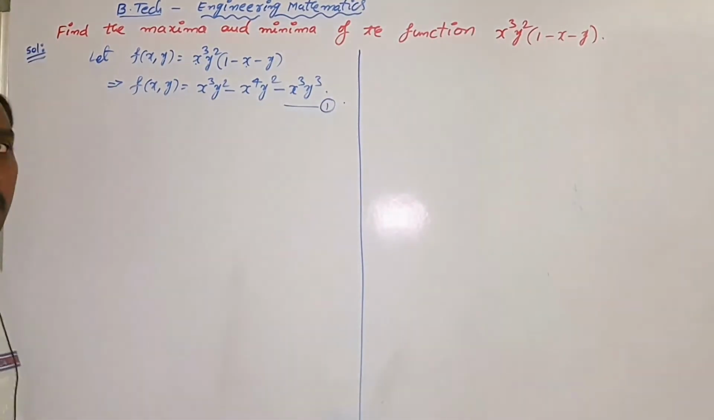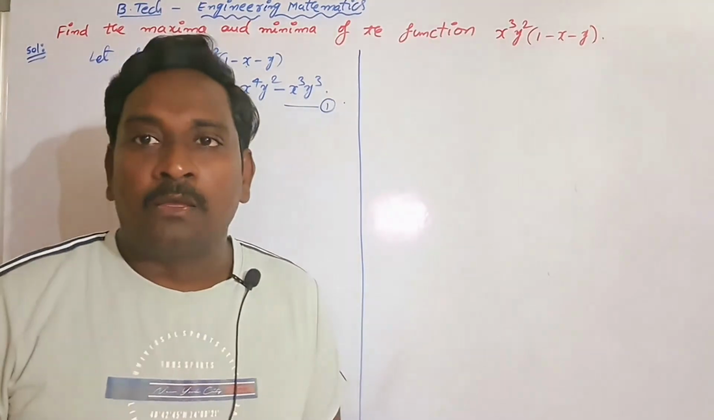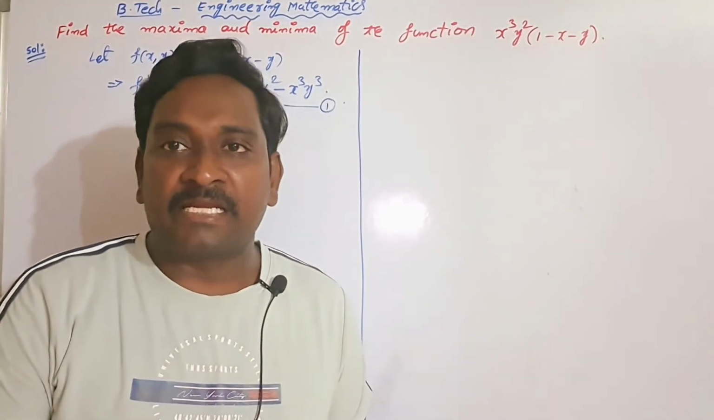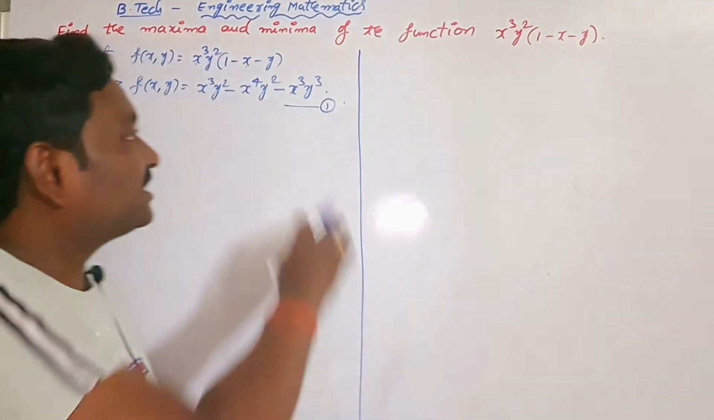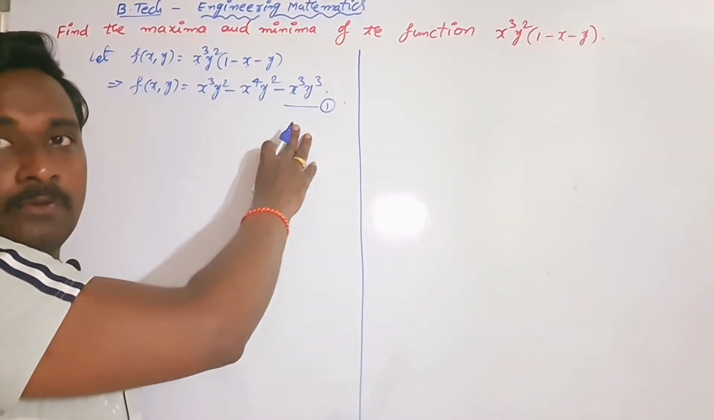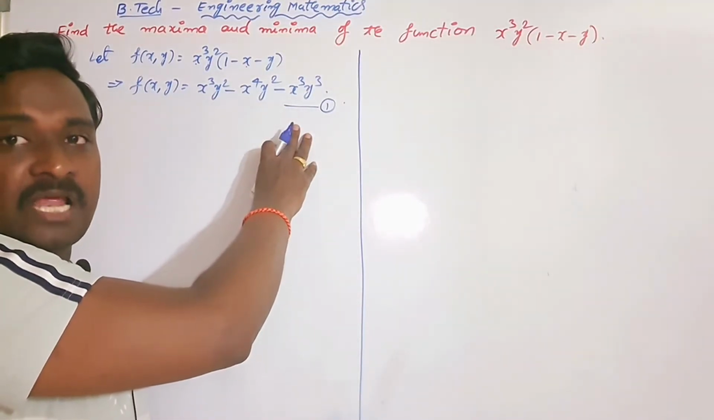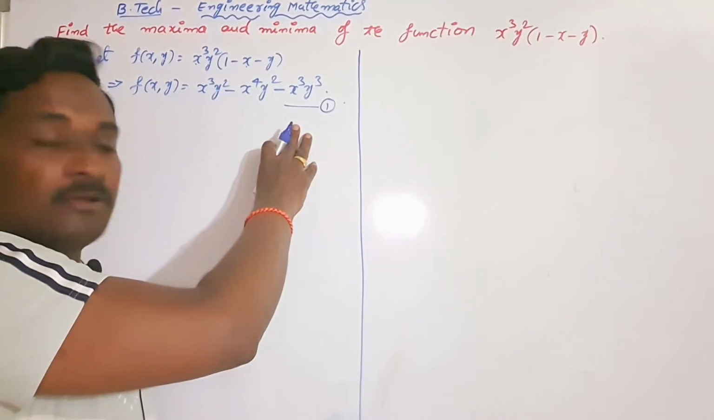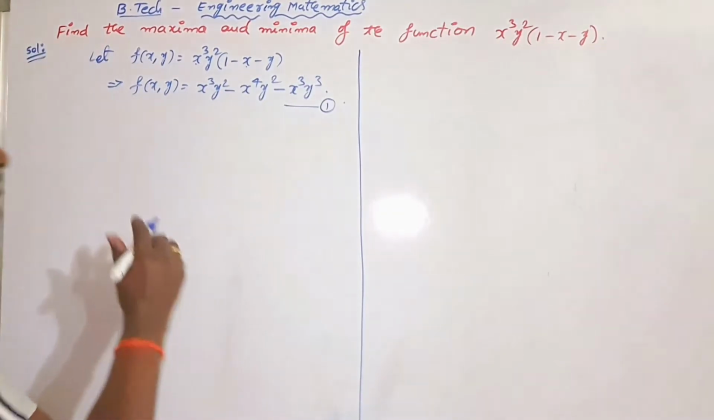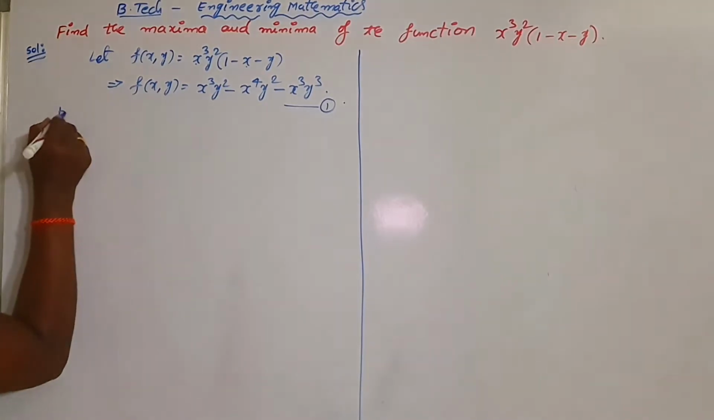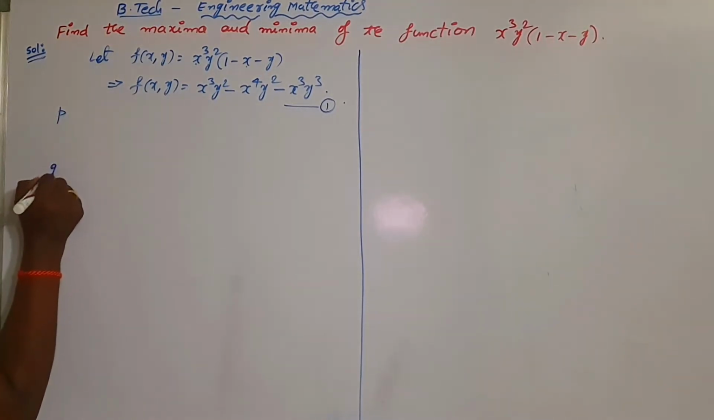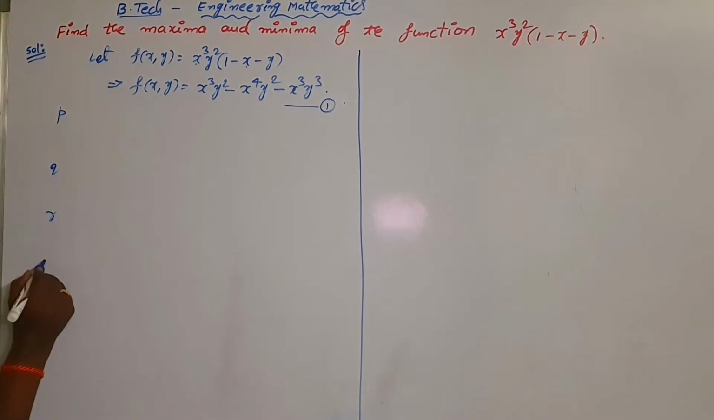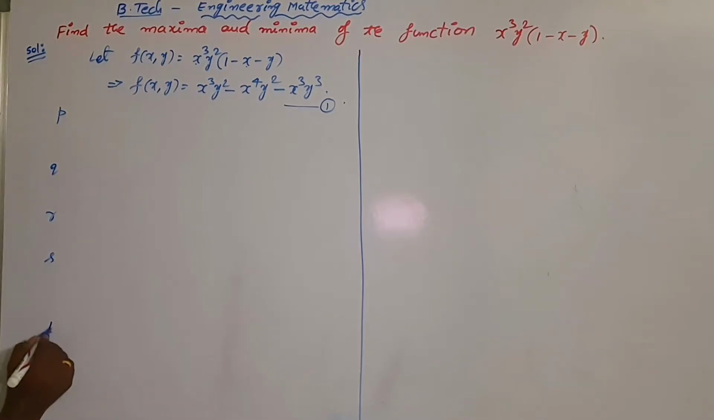Now, first of all, we have to find both the first order and second order partial derivatives of the given function. Already you know that the first order and second order partial derivatives are represented by p, q, r, s, t. So first we have to calculate the p value, next q value, next r, s and t. We have to find all these things.